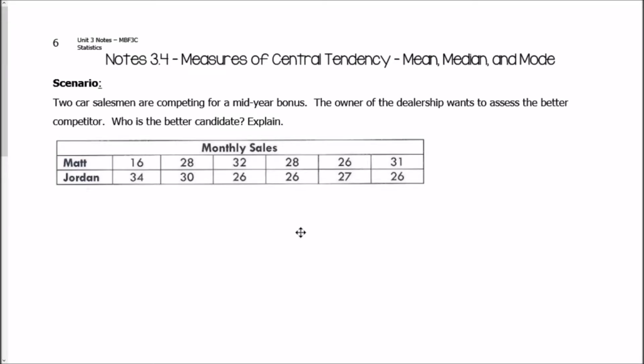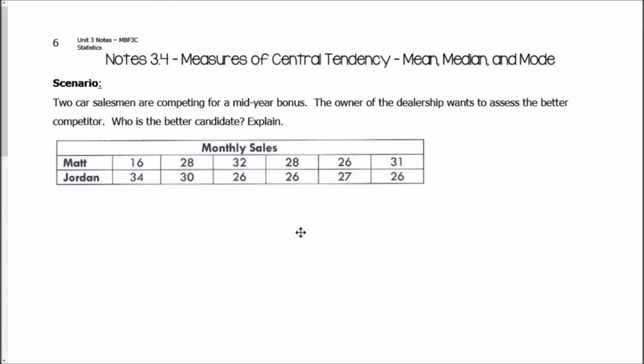Hi, ladies and gentlemen. Notes 3.4 are on page 6, and they are on measures of central tendency, and we'll be looking specifically at mean, median, and mode. So we have a scenario here where it says that two car salesmen are competing for a mid-year bonus. The owner of the dealership wants to assess the better competitor. Who is the better candidate? And then we're going to explain who the better candidate is, okay?